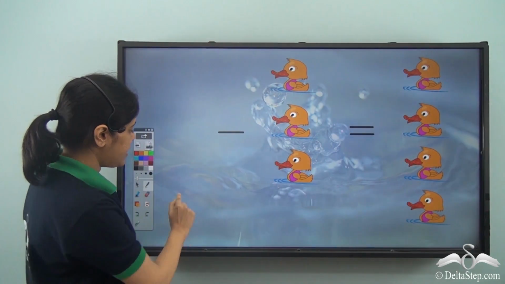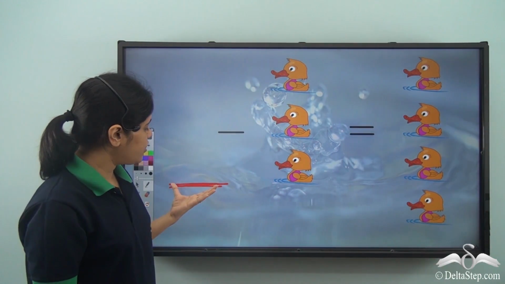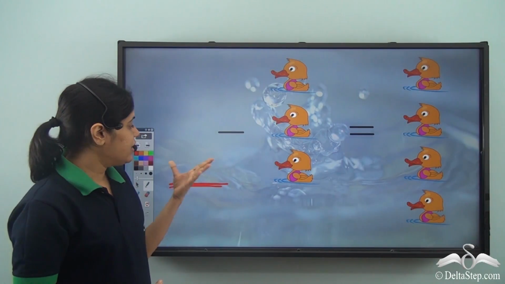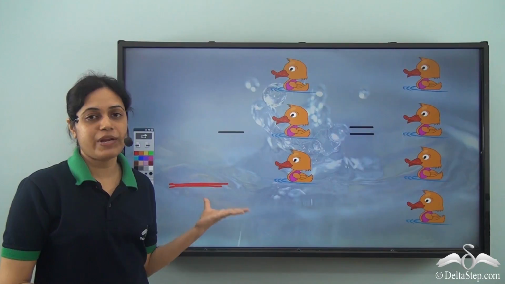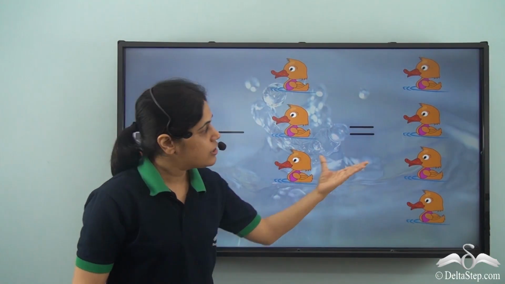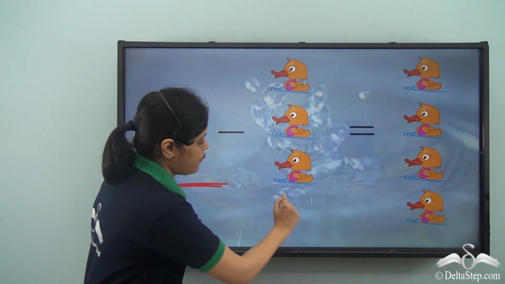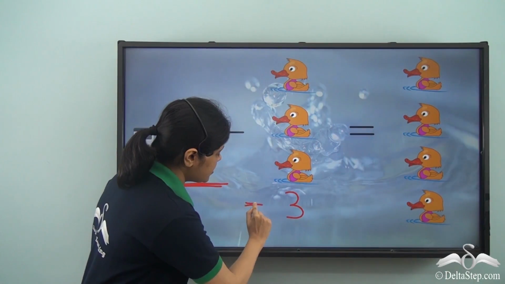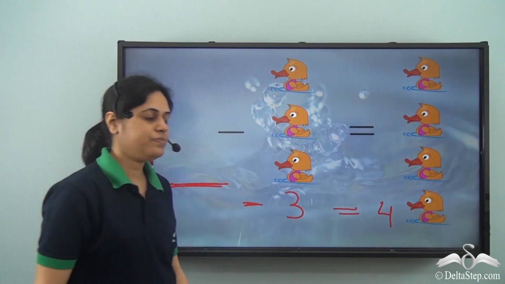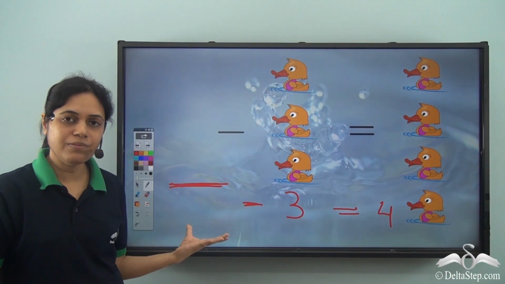Now in this case, the first number is missing. So what number should be over here? So we need to find the number of ducks which should be present here, so that if you take away 3 ducks, you are still left with 4 ducks. How do you do that? You need to find a number here.